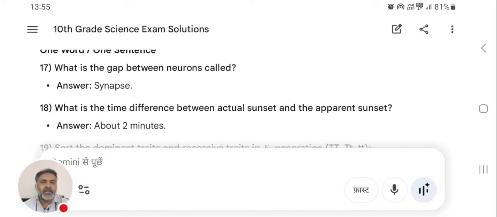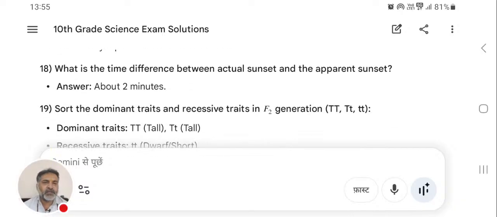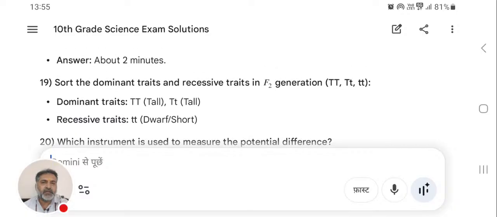One word, one sentence. What is the gap between neurons called? Synapse. Question number 18. What is the time difference between actual sunset and apparent sunset? It's about 2 minutes. That is the right answer.